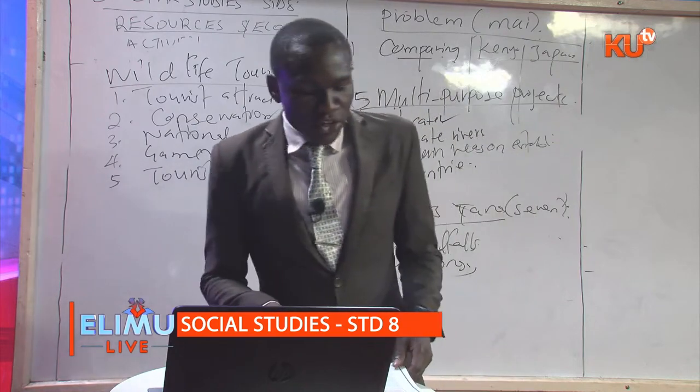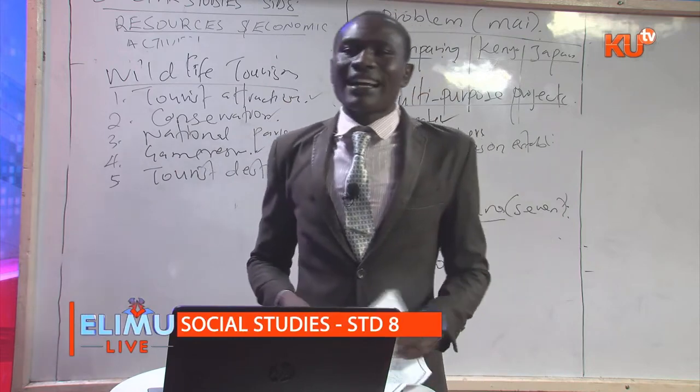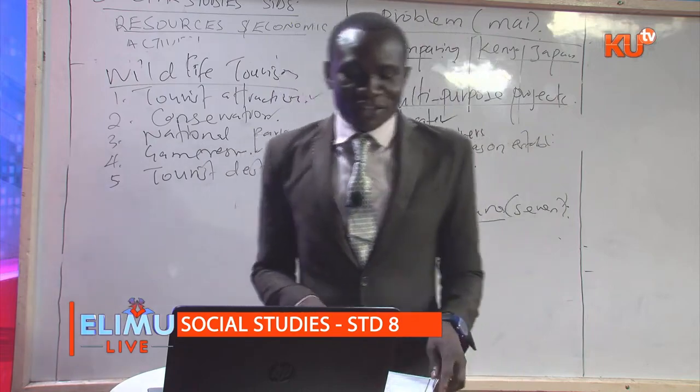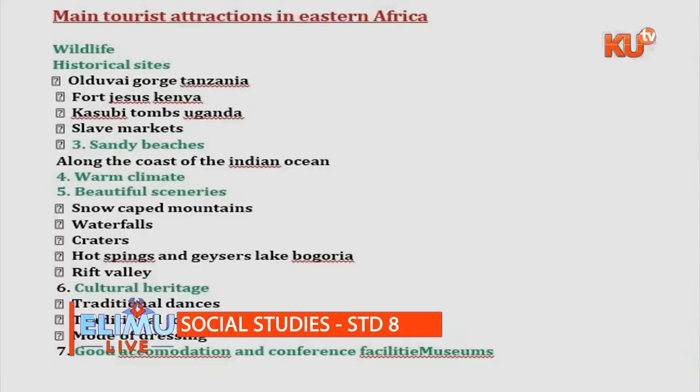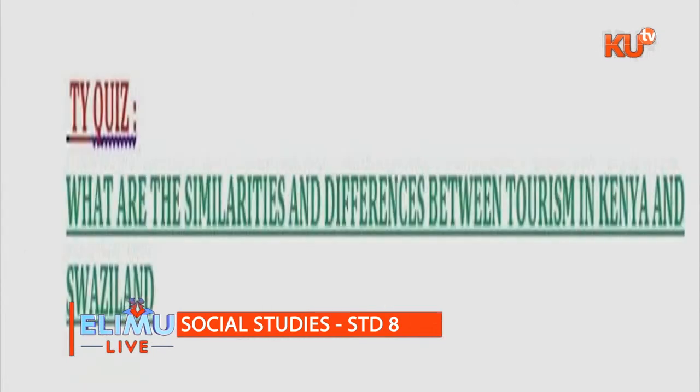Let us look at main tourist attractions in Eastern Africa. The main tourist attraction in Eastern Africa is wildlife. But TY quiz for candidates and for the teachers, which is the main tourist destination in Kenya? So those are the major tourist attractions. Then we have game parks and game reserves. So a candidate should be able to know in which country are these national parks and also these game reserves.